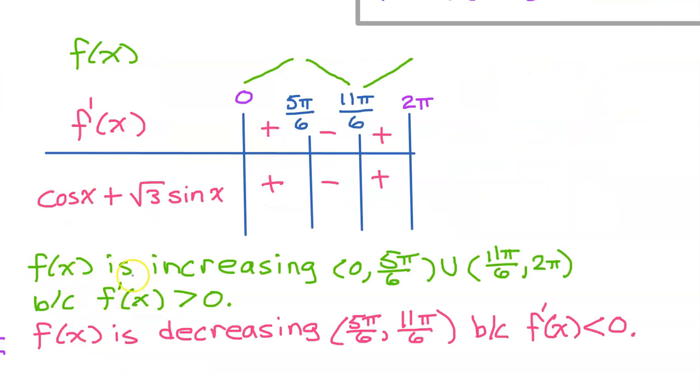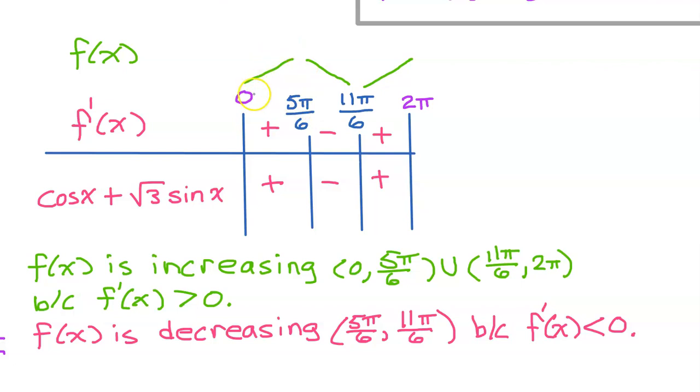So we would say f of x is increasing from 0 to 5 pi over 6 and from 11 pi over 6 to 2 pi because f prime is positive. f of x is decreasing from 5 pi over 6 to 11 pi over 6 because f prime is negative. But we can go further and talk about the relative extrema.